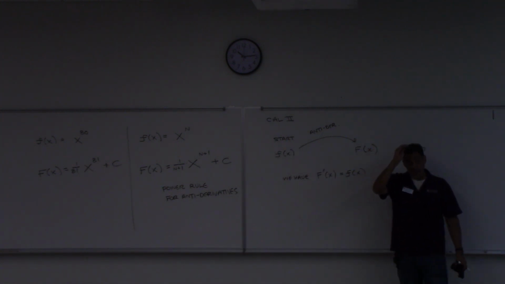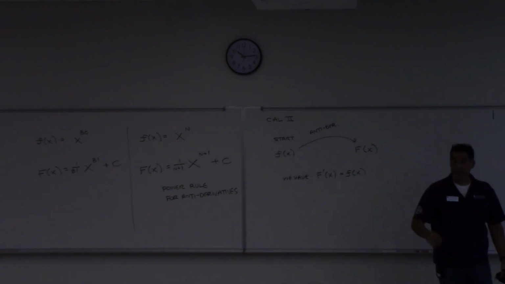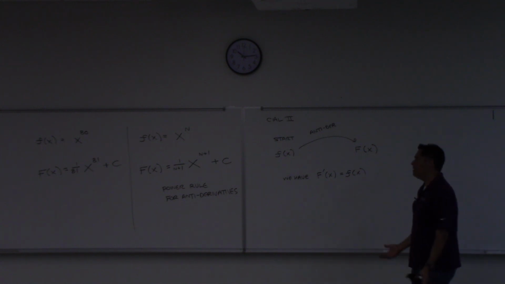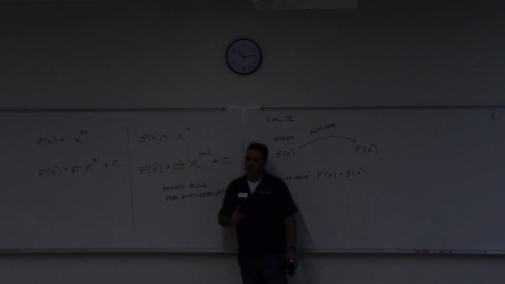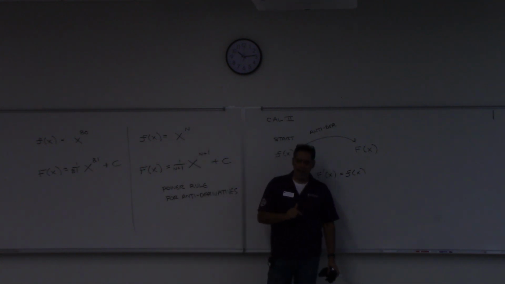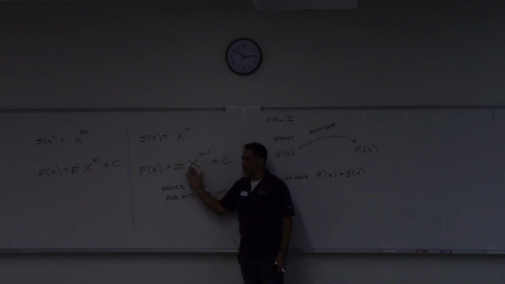This rule is awesome because it works for basically every power of x that you could ever think of except one. There's one power of x where this formula would break down. And you can see it right here. Think about a value of n that I could possibly plug in right there that would cause a problem. Negative 1, right? If n is negative 1, this is undefined.